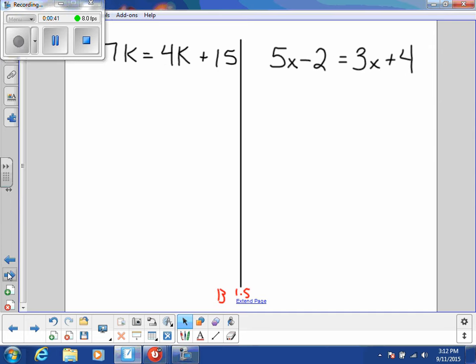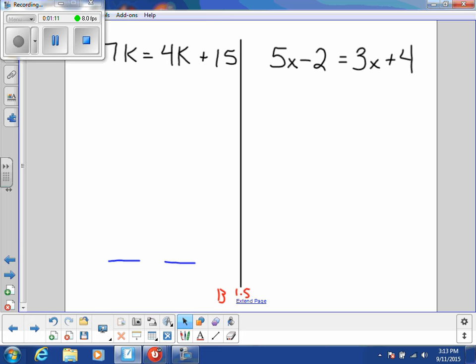This first example, 7k equals 4k plus 15. What I want you to notice here is we have the equals in the middle of the equation. It's 7k, a variable term on one side, and 4k on the other. I want to point out that there are no like terms on the same side of the equals. If there were, we would combine those like terms first. But we do have 2 like terms on opposite sides of the equals.